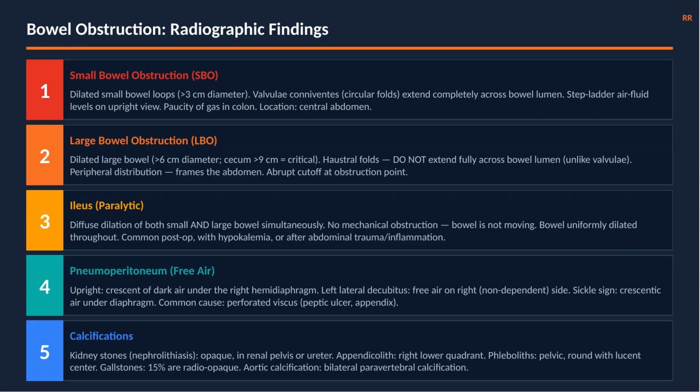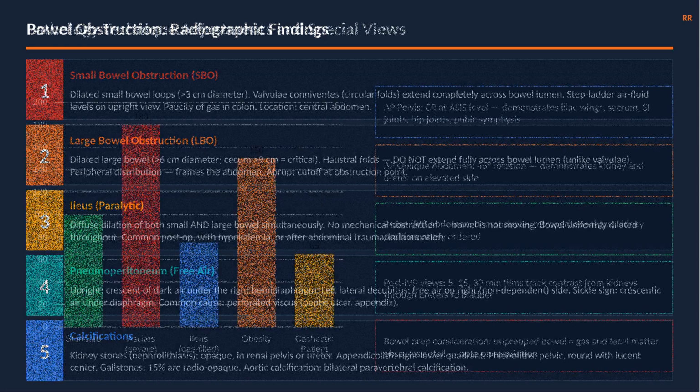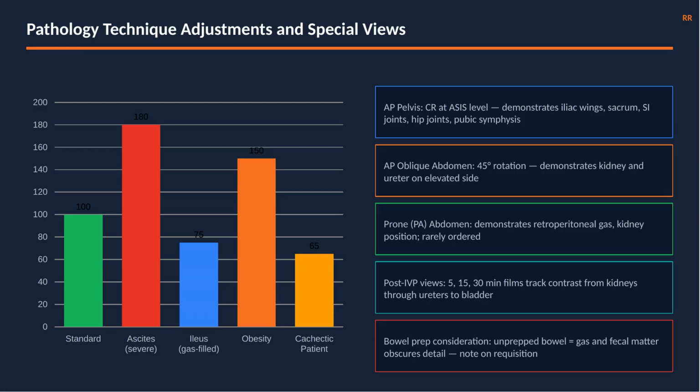Gallstones, only 15% are radio-opaque. Ascites, increase mAs significantly, 50 to 100% above standard. Peritoneal fluid accumulation adds tremendous density to the abdomen beyond what the centimeter measurement alone predicts. Gas-filled bowel obstruction or ileus. Decrease mAs 25 to 30%.